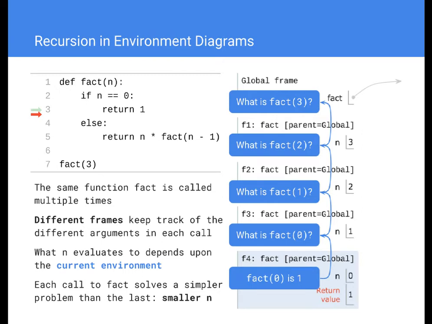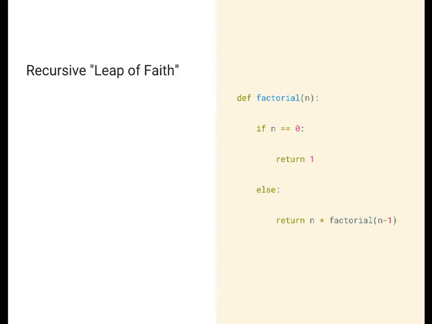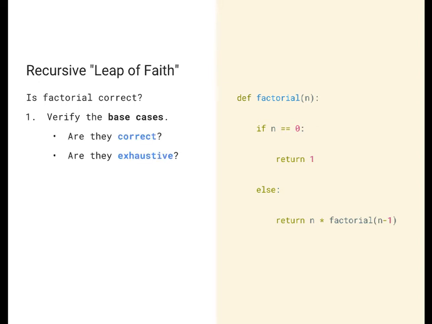All right, so I wanted to also introduce you to two different ways of viewing recursion. This is pretty useful. So first of all, we have the recursive leap of faith. This is an idea that relies upon functional abstraction. And so our question we want to answer is, is factorial correct? Right? How do we know that our code written over here works? Well, what we can do is verify that the base cases work. So the base case n equals 0, we know that factorial of 0 is just going to give us 1. That's like a given fact. So check that they're correct and that they're exhaustive. So here we just need a single base case, but sometimes we might need more than one base case.